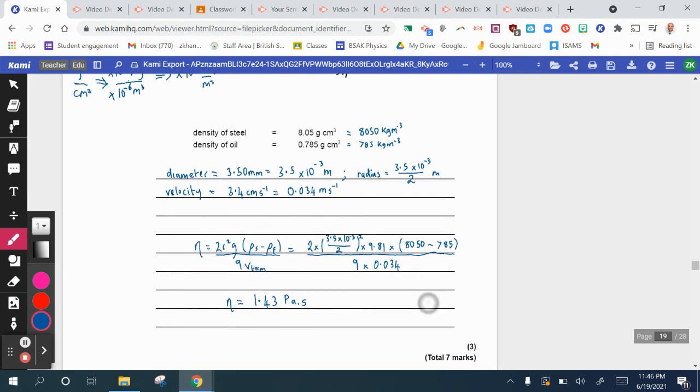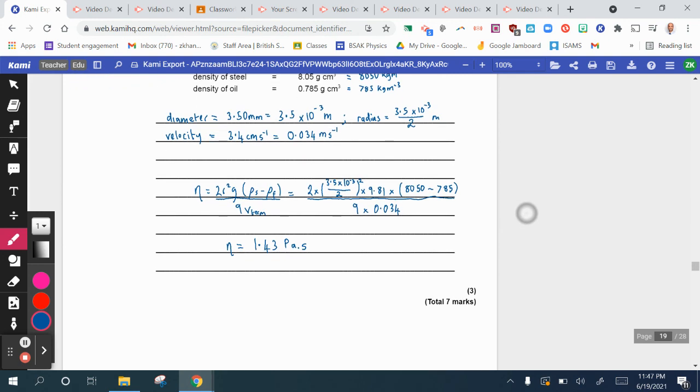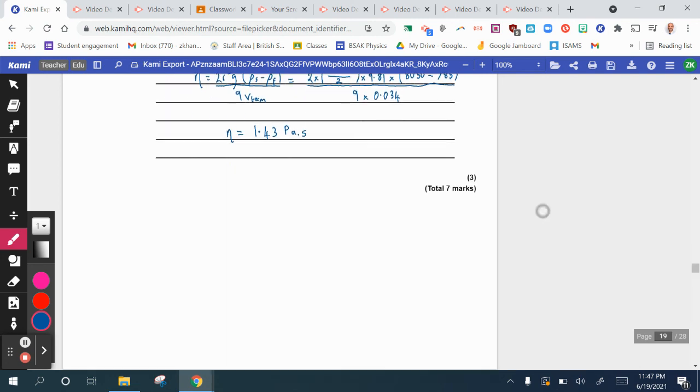So how are the marks split? You need to convert diameter, velocity, and density, and you need to put the numbers into the right part of the formula, rearrange correctly, and get to your answer of 1.43 Pascal seconds. That's how we get to our 3 marks.